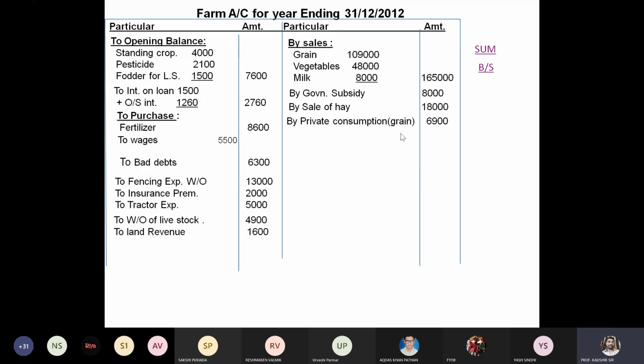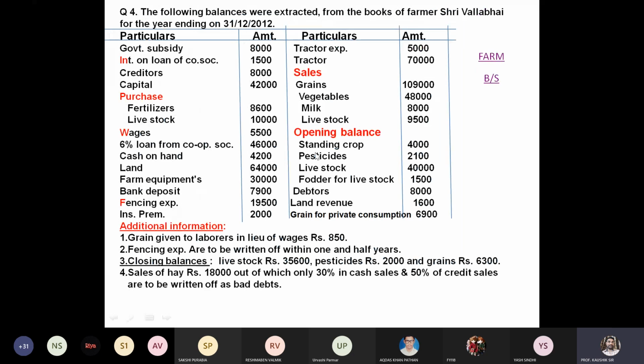Go to the sum again. All the particulars completed. We will take the first adjustment. Grain given to labor in lieu of the wages, rupees 850. I told you earlier, this is the contra entry. So the two effects will be given. As an expenditure and grain goes from the farm, both the credit and debit side. Contra entry. Go to the farm account.